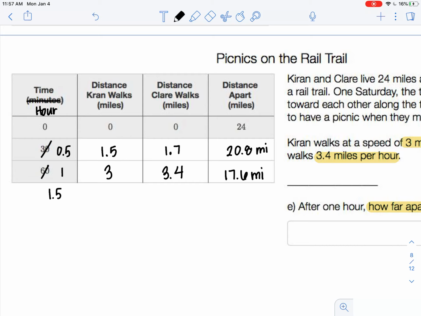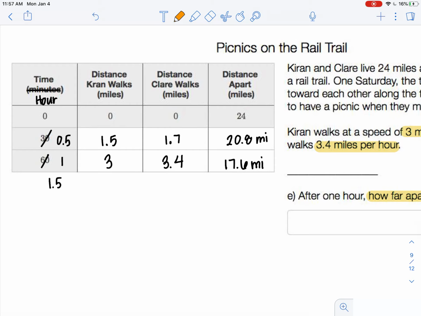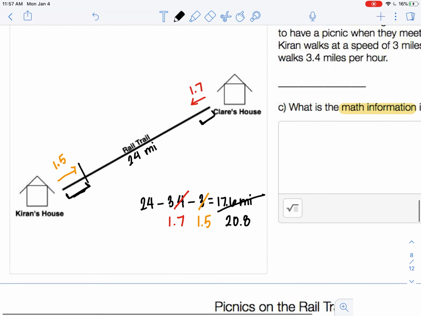The first way is that we know if Kieran walks for another half an hour, she's going to travel another 1.5 miles for a total of 4.5. And if Claire walks for another half an hour, she's going to travel another 1.7. So a total of 5.1. And then we could just do the same thing that we did up here, right?